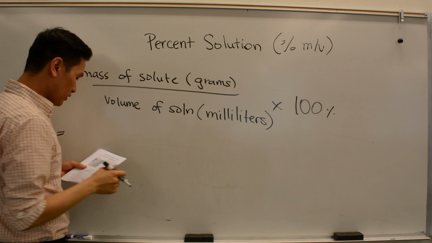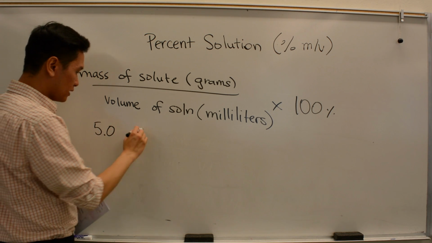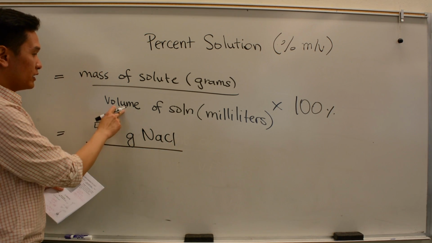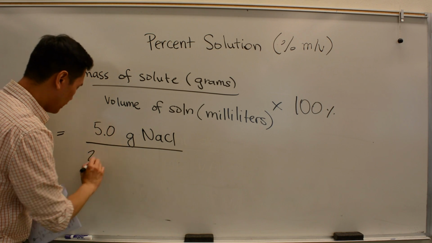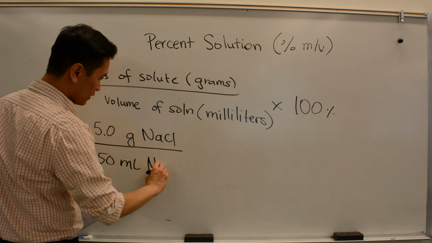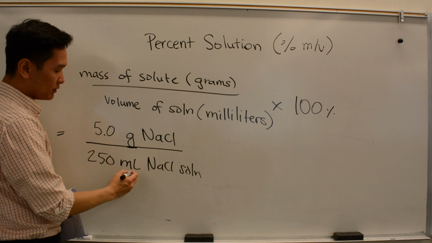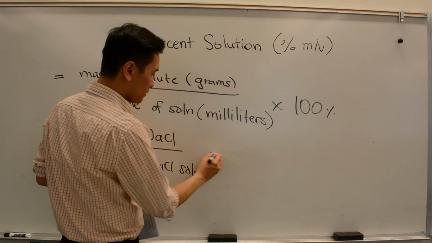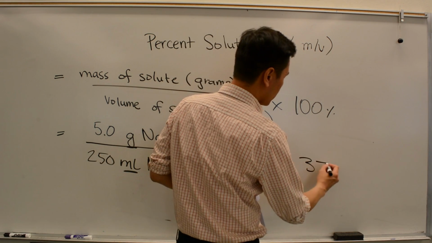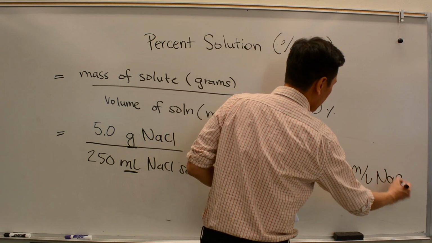What is the mass of our solute? Our mass of our solute is 5.0 grams of sodium chloride, right? Divided by, what is the volume of our solution? It is 250 ml of sodium chloride solution. Okay, notice I use grams and milliliters, so that's good. Multiply by 100%. Doing that math, I get 37% mass over volume NaCl.